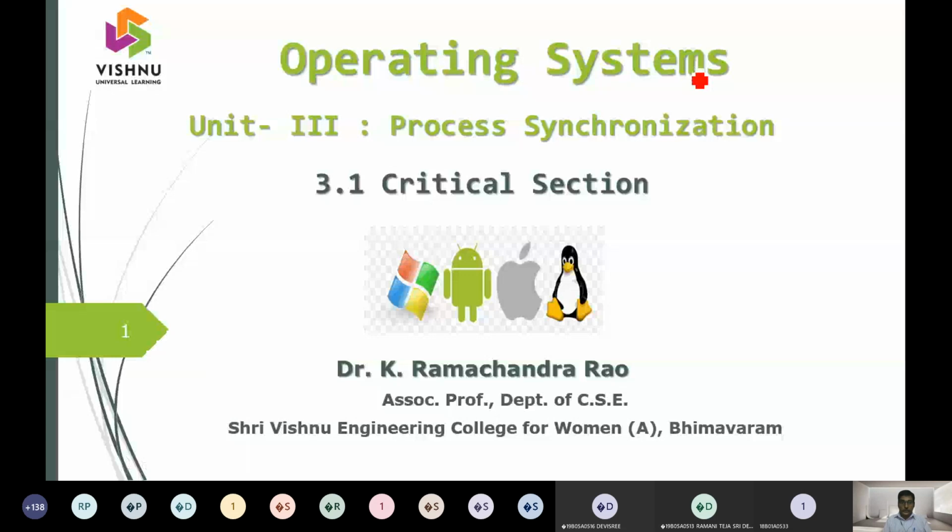So welcome to unit 3, titled process synchronization. Synchronization is when two or more events happen at the same time. When two or more events happen at the same time, we say it is process synchronization. So it is called a synchronization here.